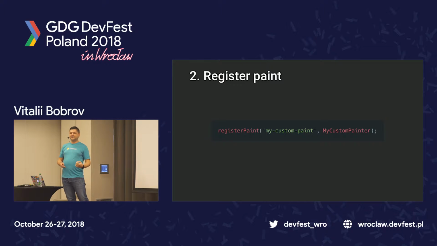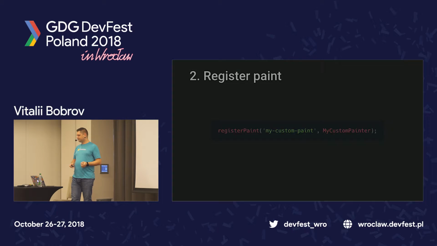And inside the same file, we need to call the registerPaint function. It's a special function that is available in the paint worklet context. The first argument is the name of our worklet that will be used in CSS then. The second argument is our worklet class. It could also be an inline class without any name, anonymous. And in this case, we provide a named class as a reference.